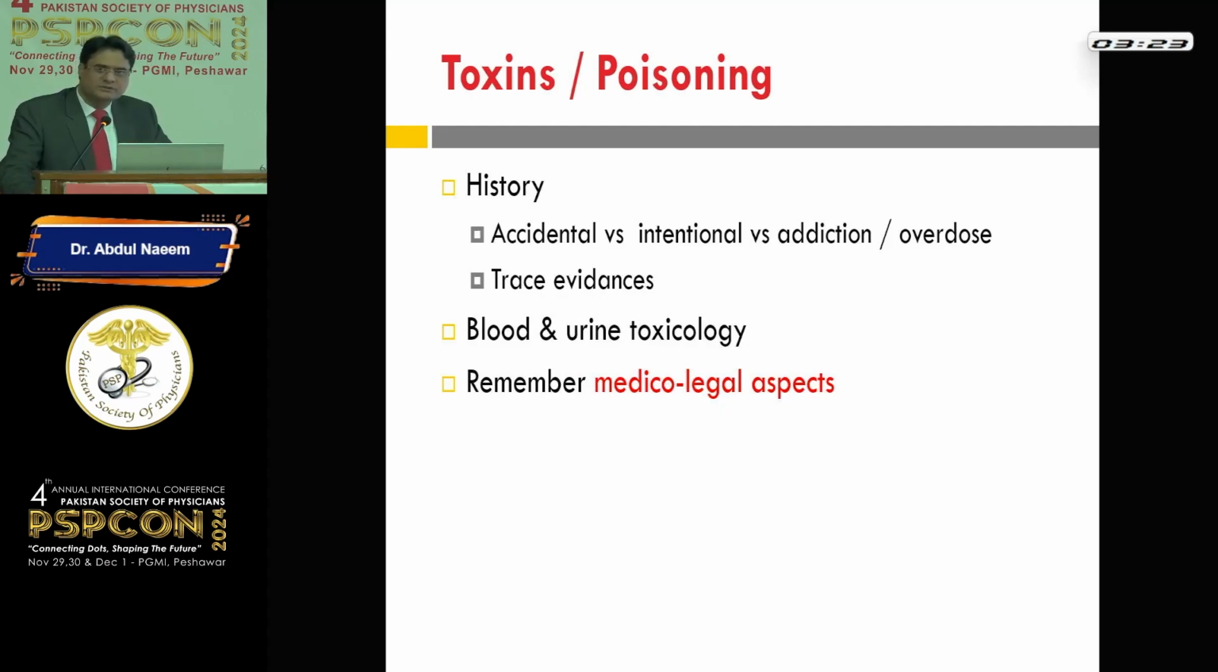Remember one more thing: toxins and poisons. Poisoning can be accidental or incidental, and sometimes someone has given the toxin. It can be like the patient has taken some other drug instead of paracetamol.